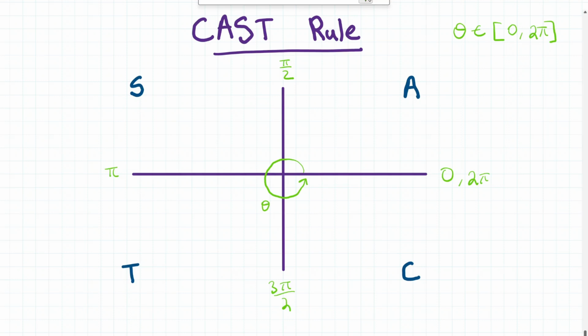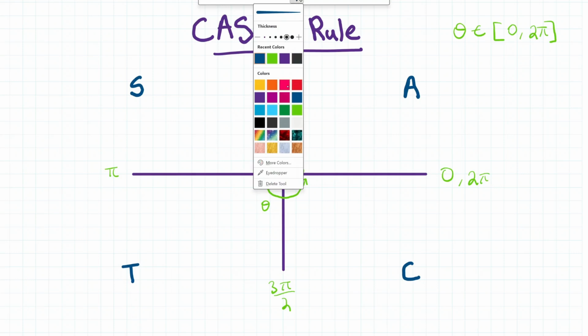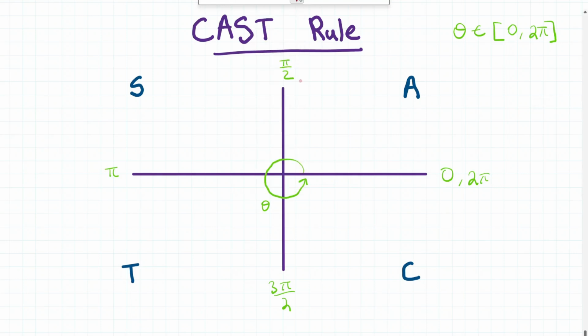So what does the cast rule tell us? The cast rule helps us determine which quadrants are positive or negative for a given ratio. Let's write out our quadrants so we know exactly what we're talking about. We start in our top right corner, so this is quadrant 1, and then we go counterclockwise, so this is quadrant 2, then this over here is quadrant number 3, and lastly in our bottom right, we have quadrant number 4.